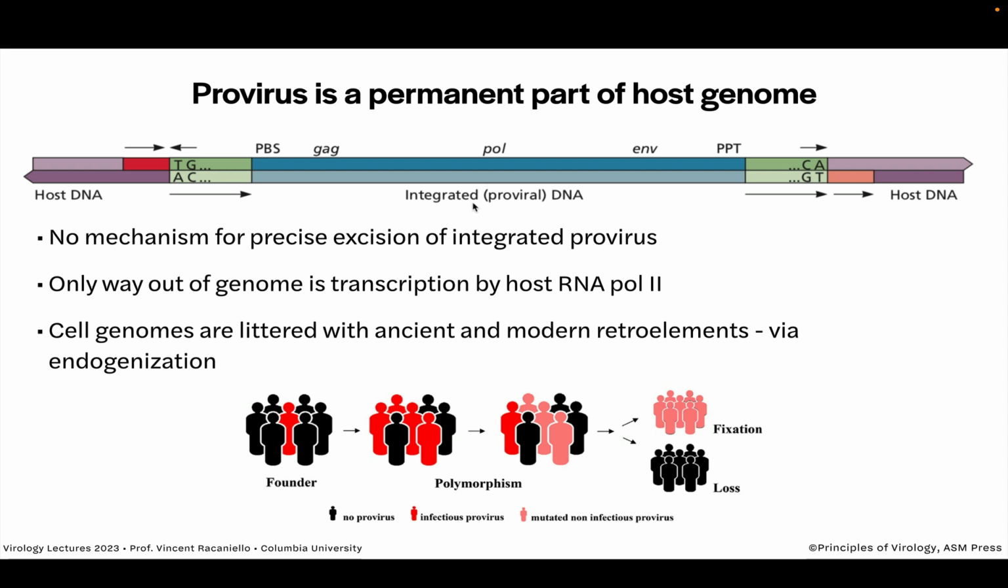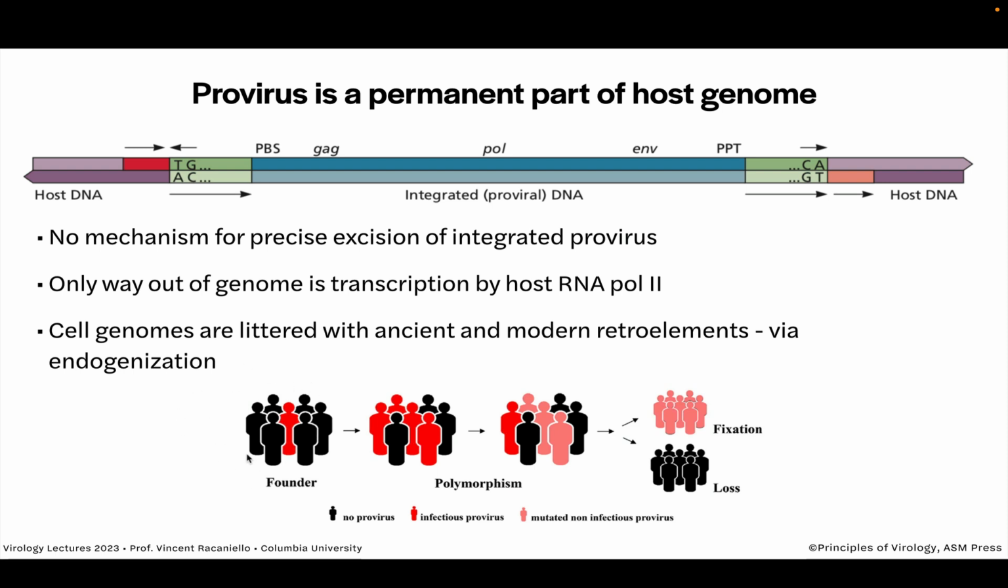So when the provirus happens in a germ cell, we call this endogenization. And our genomes are full of ancient and modern proviruses, which we call retroelements, and I'll explain why we call them that in a moment. Every genome of every living thing on the planet is full. I shouldn't say every living thing. There are probably exceptions. Many, many genomes of cells and organisms are littered with retroelements as a consequence of infection by a retrovirus. And what happens to these is shown at the bottom here.